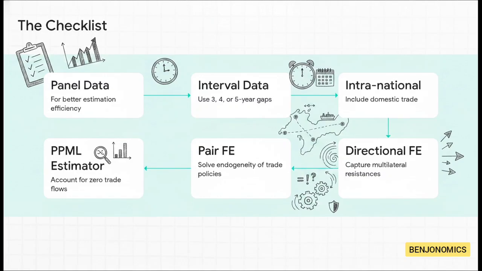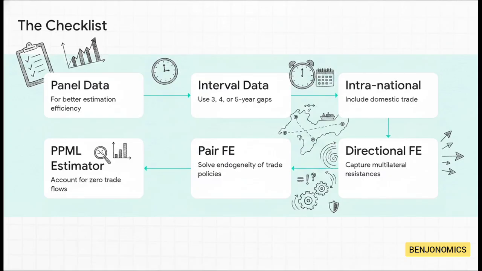1. Use panel data for better efficiency. 2. Use interval data. We're talking 3, 4, or 5-year gaps, not consecutive years. 3. Include intranational trade, meaning domestic trade inside a country's own borders. 4. Use directional fixed effects to capture those invisible multilateral resistances. 5. Use pair fixed effects to solve that tricky chicken and egg endogeneity problem of trade policies. And 6. Use the PPML estimator.